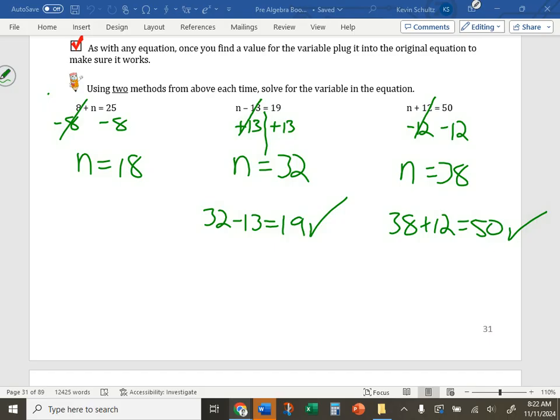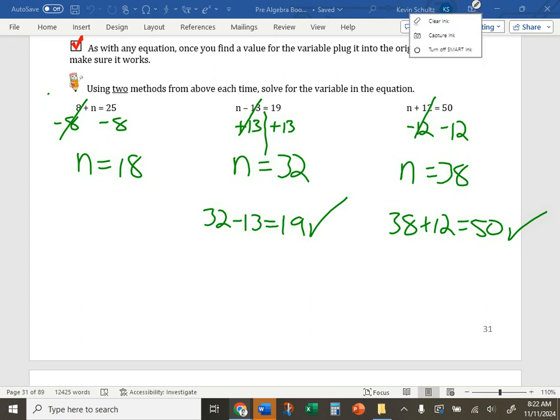This is the ground level for equation solving for the rest of your algebraic career. Understanding opposite operations, first of all what they are, then how to do them, is going to make every equation solvable. Okay?